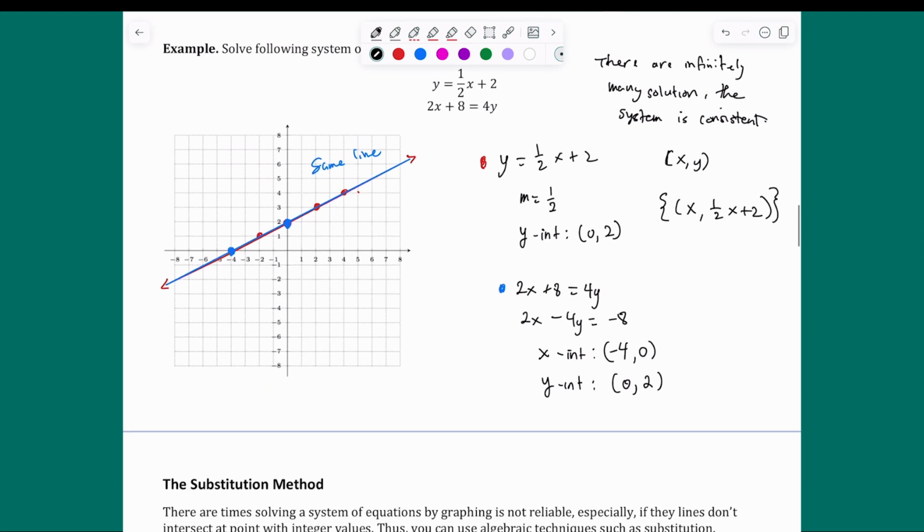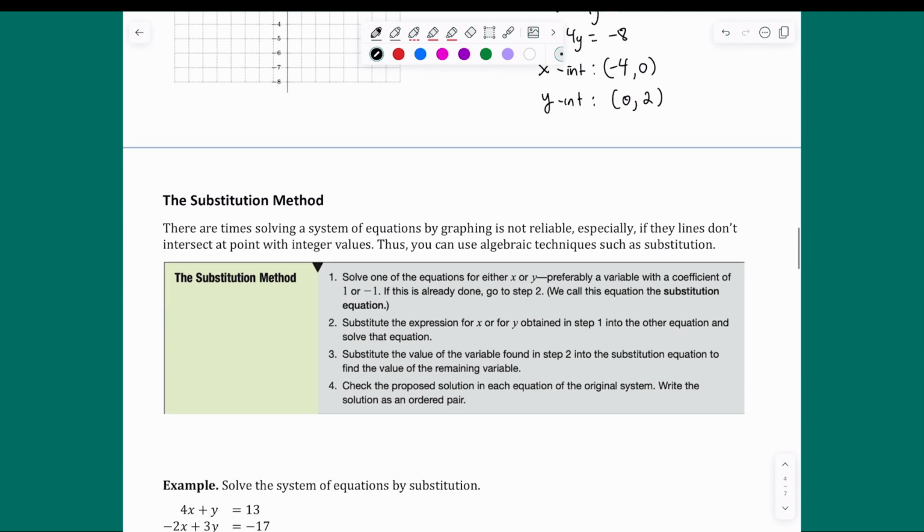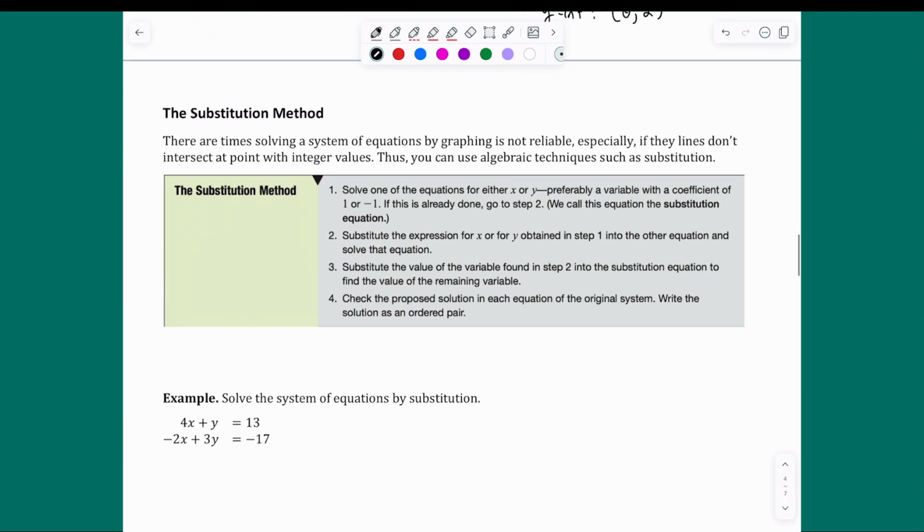Alright, sometimes solving systems of equations by graphing is not ideal because it's not reliable, especially if the lines don't intersect at a point with integer values. Thus, you can use algebraic techniques such as substitution. And so here's what we call the substitution method. You can follow these steps if you want.